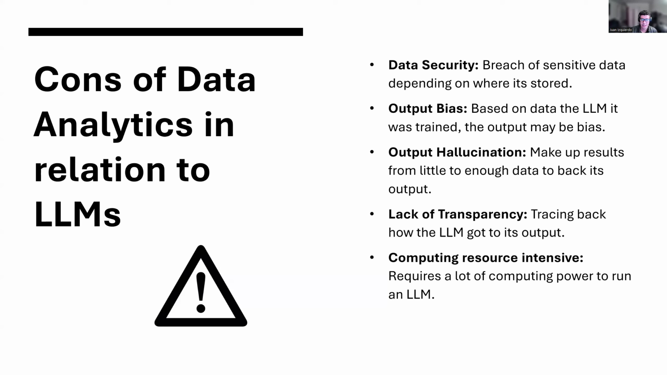It can also have output hallucination. It can make up results from little to not enough data to back its output. It will think that out of a majority of data sets for numbers, let's say, on customers, this and this and this for customers, and this and this and that for these customers. But there's not enough data about these two customers. It may make the assumption that this type of customer is like this, like this, like this for certain, without data to back it up or enough data to back it up.